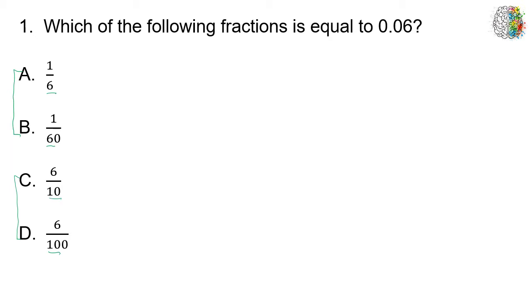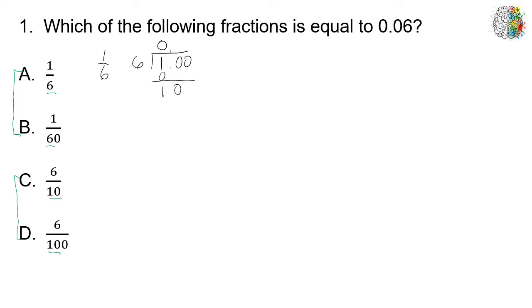So let's start with answer A. I have 1 over 6. I need to convert that to a decimal, so I'm going to put 6 on the outside, 1 on the top. 6 can go into 1 0 times, so I'm going to add some zeros.